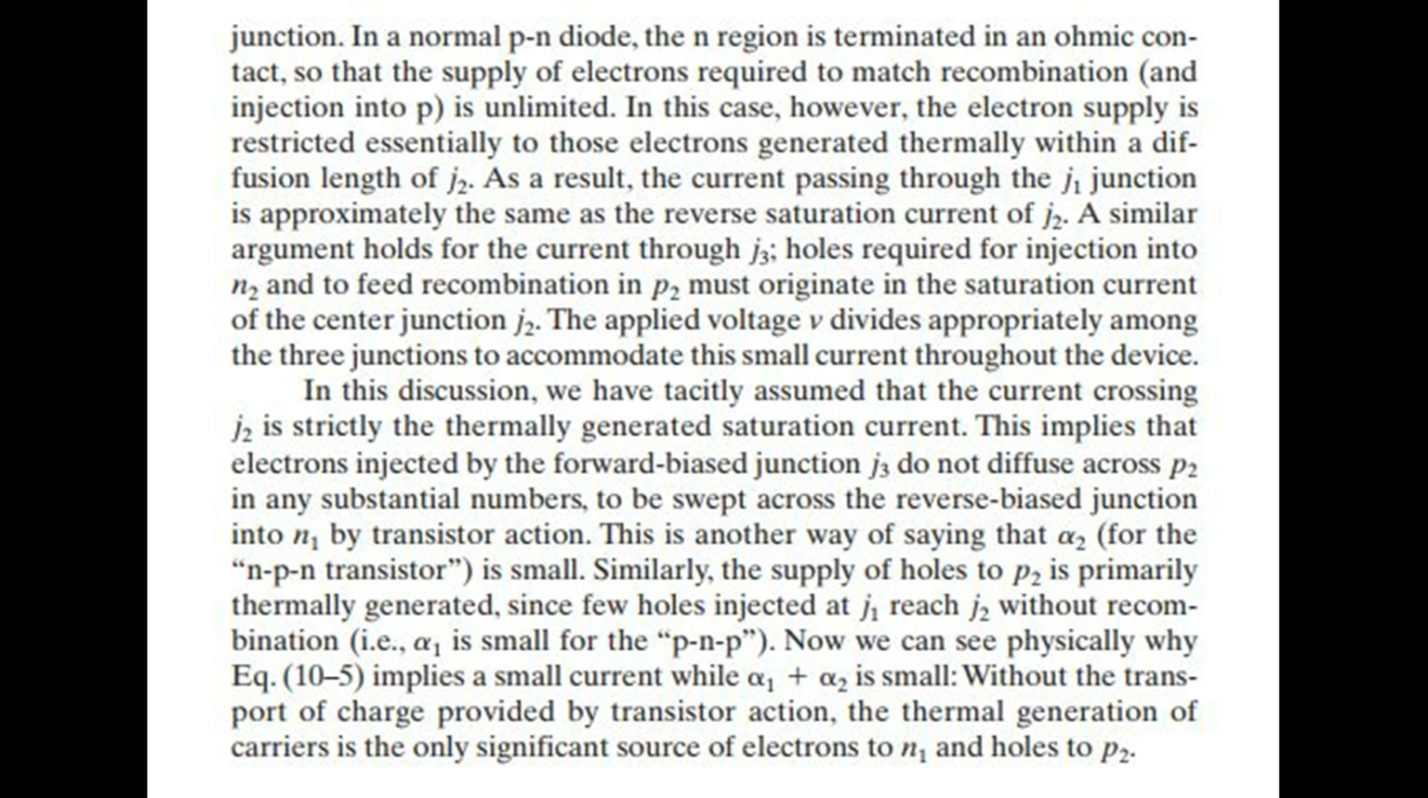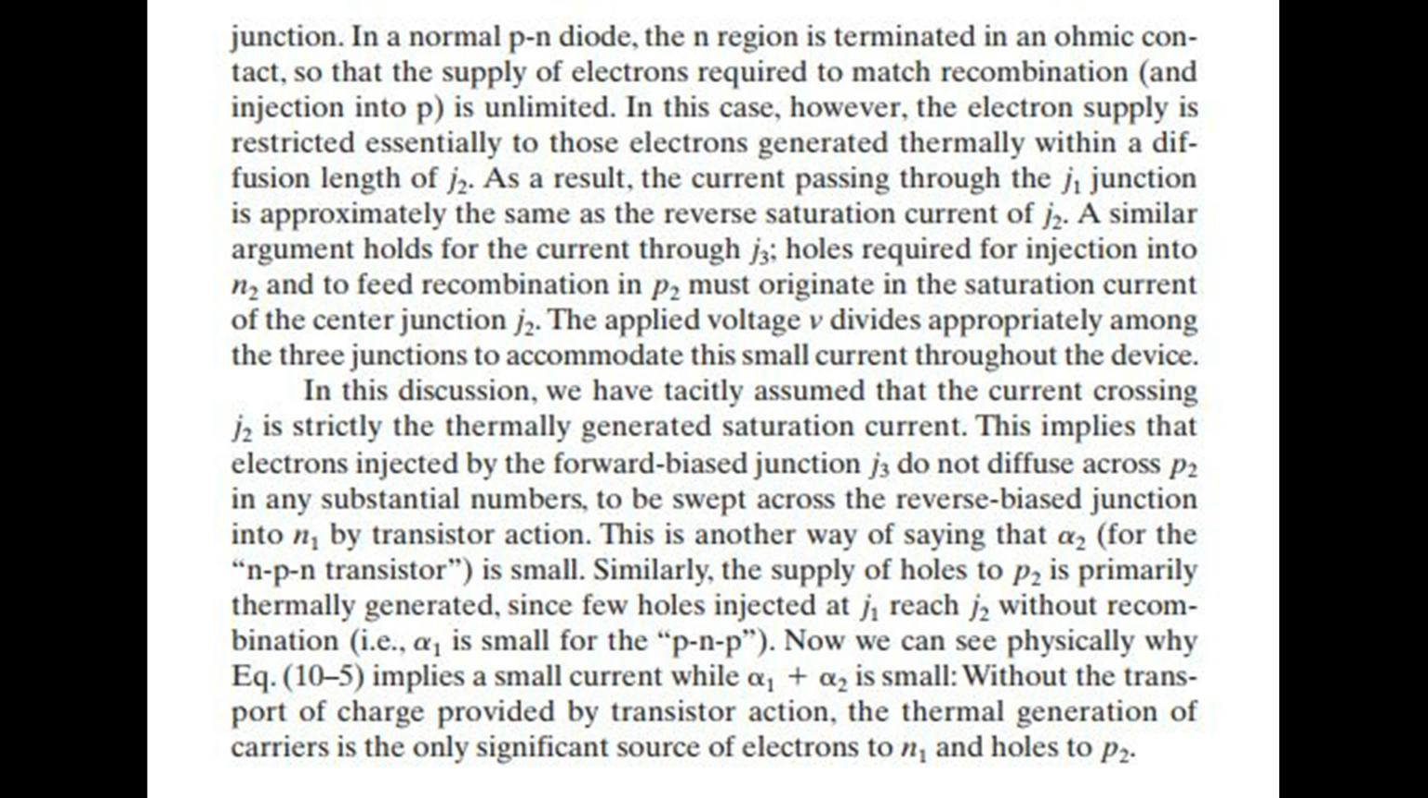In this discussion, we have tacitly assumed that the current crossing J2 is strictly the thermally generated saturation current. This implies that electrons injected by the forward biased junction J3 do not diffuse across P2 in any substantial numbers to be swept across the reverse biased junction into N1 by transistor action. This is another way of saying that α2, for the NPN transistor, is small. Similarly, the supply of holes to P2 is primarily thermally generated, since few holes injected at J1 reach J2 without recombination, i.e., α1 is small for the PNP.